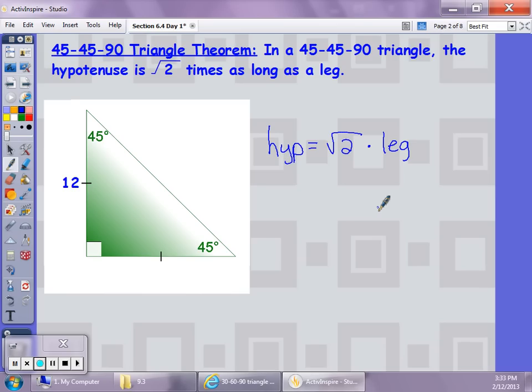So if we look at the diagram here, we know that one leg is 12, which means this leg down here is 12. So if we want to find x, which is the hypotenuse, we can use our equation. So now we can say that the hypotenuse is going to equal root 2 times the leg, which is 12. So the hypotenuse of this 45-45-90 triangle will equal 12 root 2.